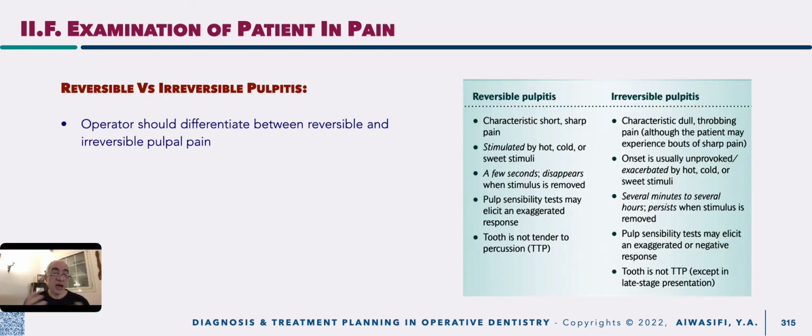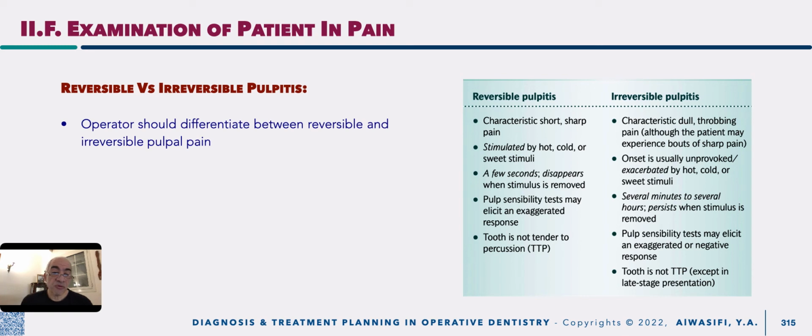Then how do we differentiate between reversible and irreversible pulpal pain, especially as there is a very limited margin between them? For reversible pulpitis, the characteristic of the pain is short and sharp, while for irreversible pulpitis it tends to be slightly dull and throbbing pain. The patient may express that there are bouts or episodes of sharp pain in between, but it is mainly dull or throbbing pain.